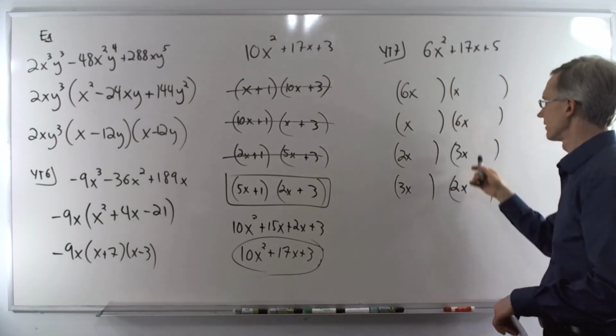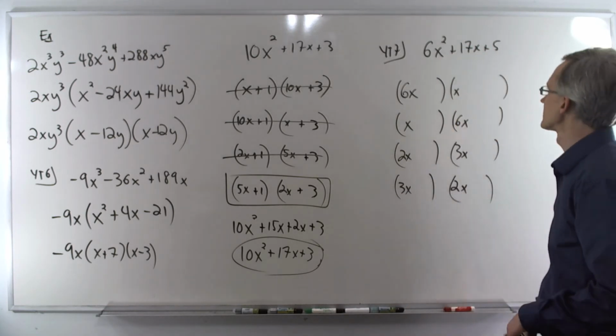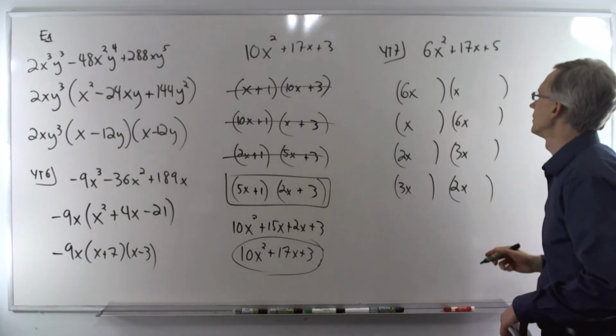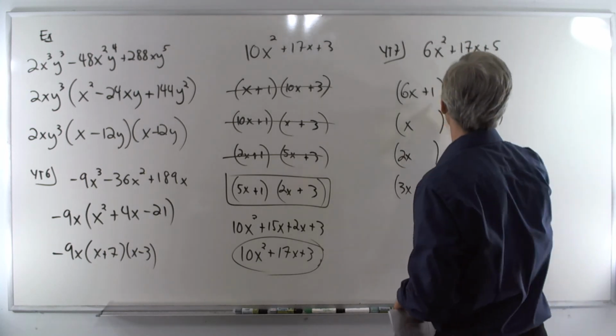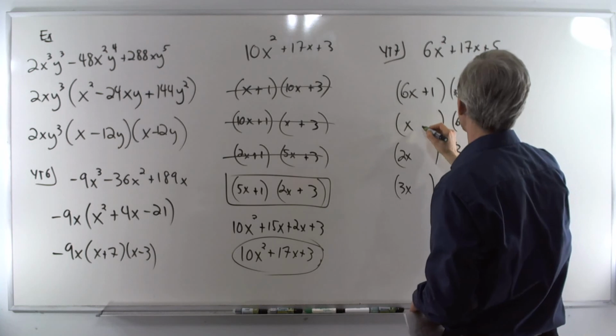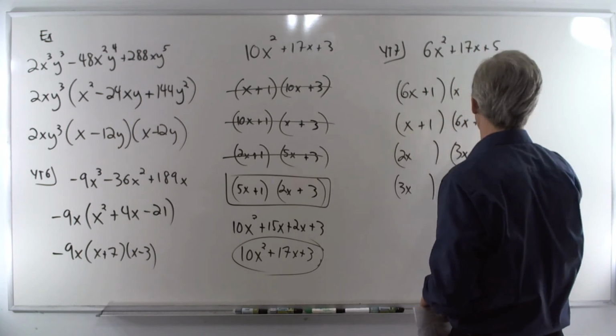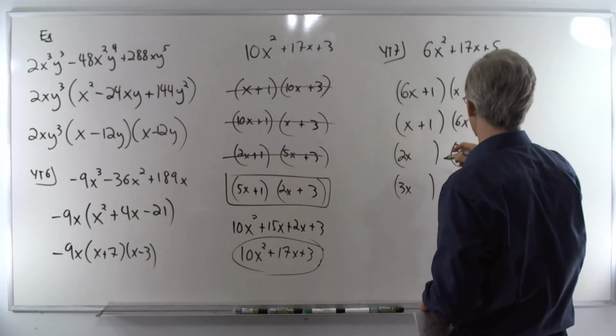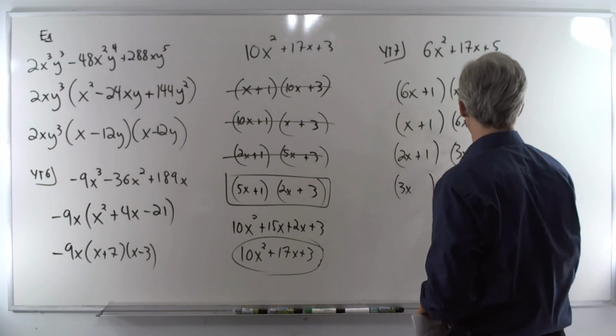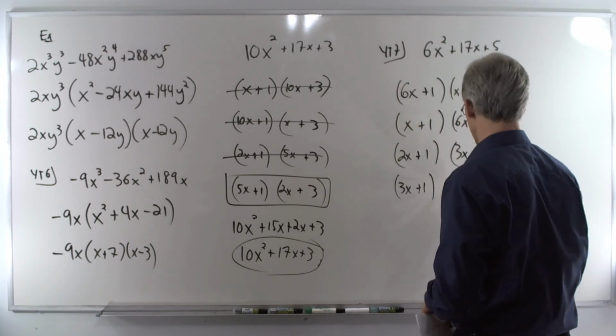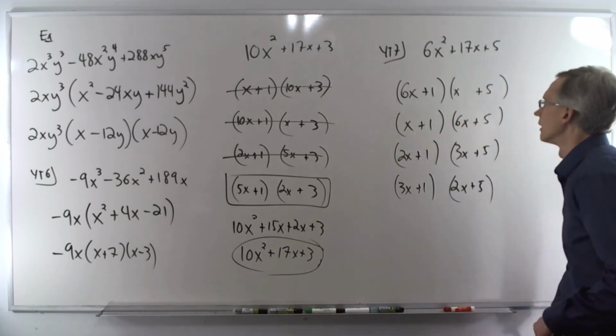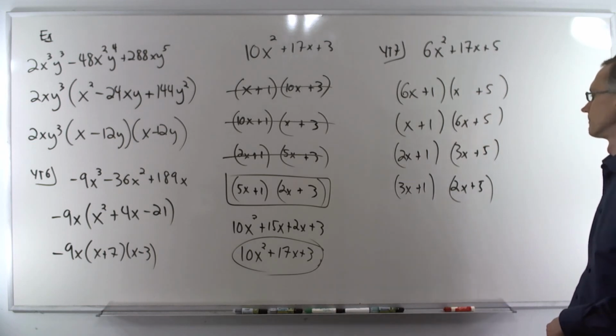All right, so there's all the possible combinations to get 6x squared. Now we got 5 over here, so I'm going to do 1 and 5, and then keep doing 1 and 5, plus 1 plus 5, plus 1 plus 5. All right, there's all the different combinations.